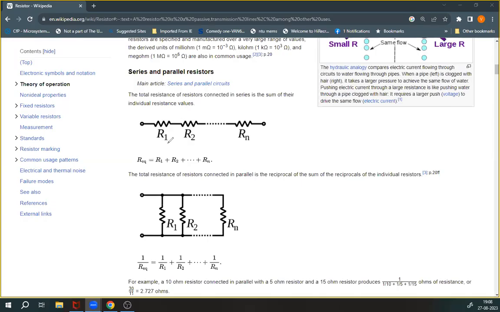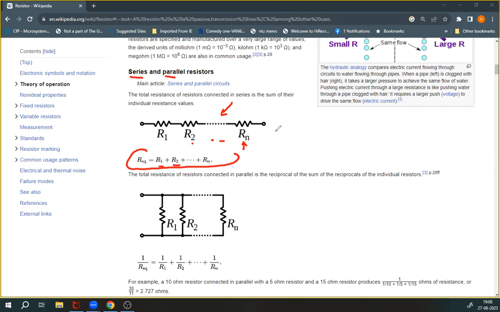Hello. So in this module, we take a look at series and parallel combination of the resistor. So right here in this picture, you see that the resistors R1, R2 up to Rn are all connected in series. So their equivalent resistance is given by this equation. Very simple. So R equivalent will be R1 plus R2 plus R3, R4, and so on up to Rn. You can connect n number of resistors, and the equivalent resistance would be the sum of the individual resistances.